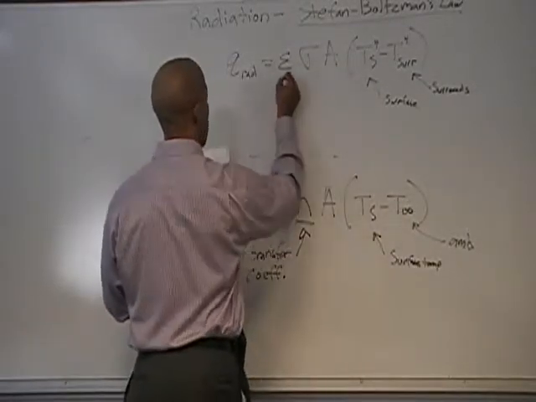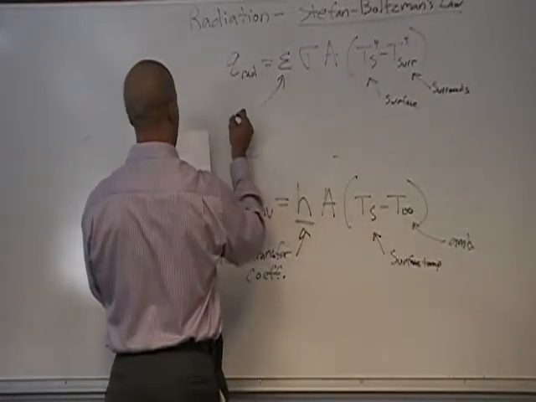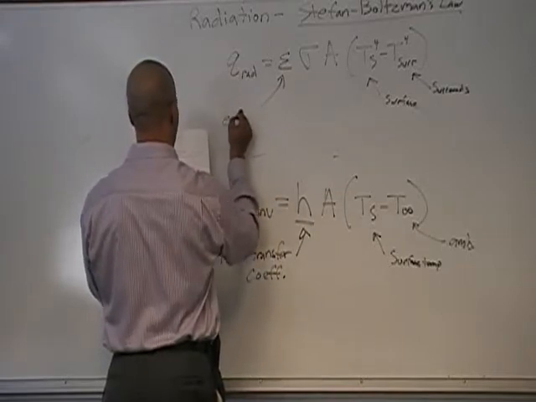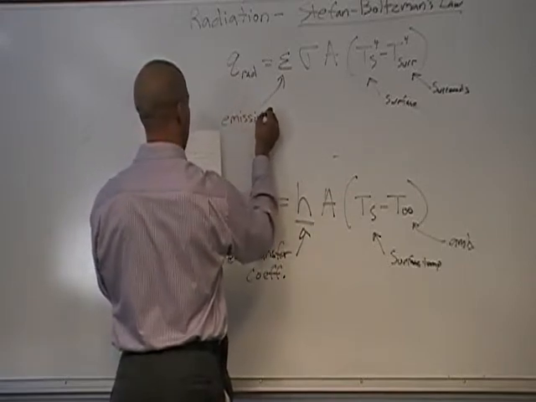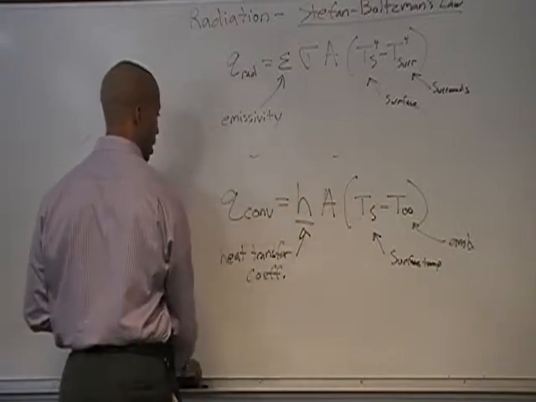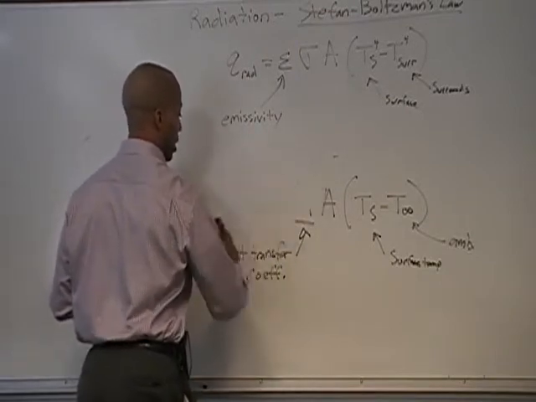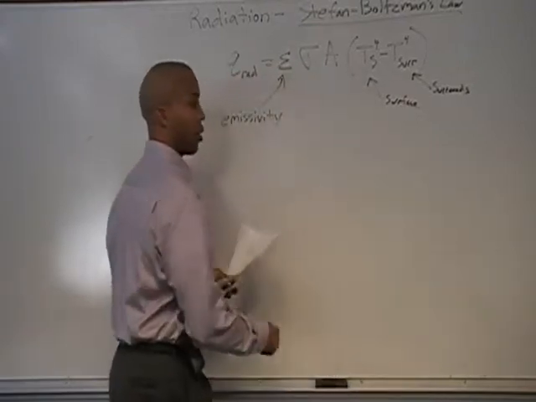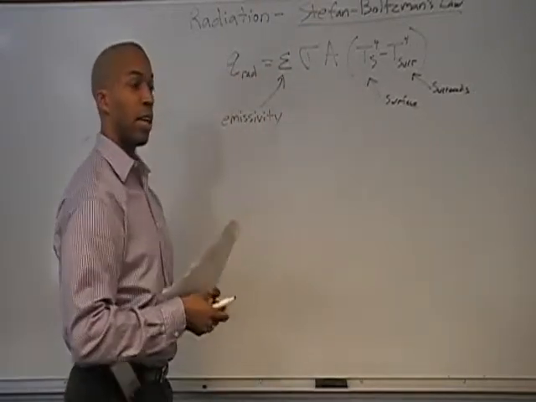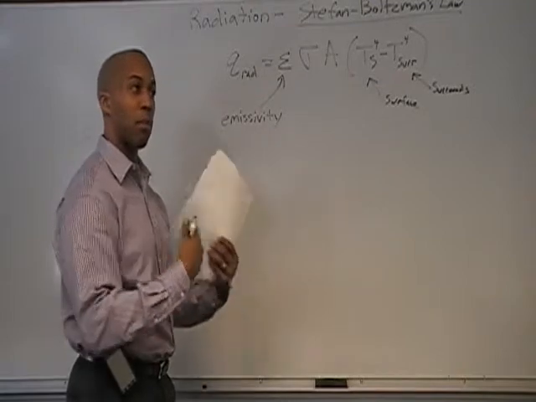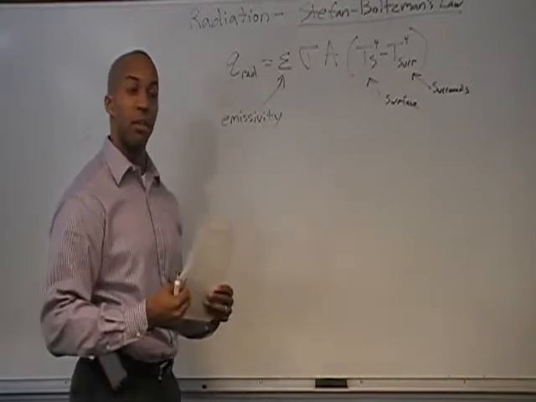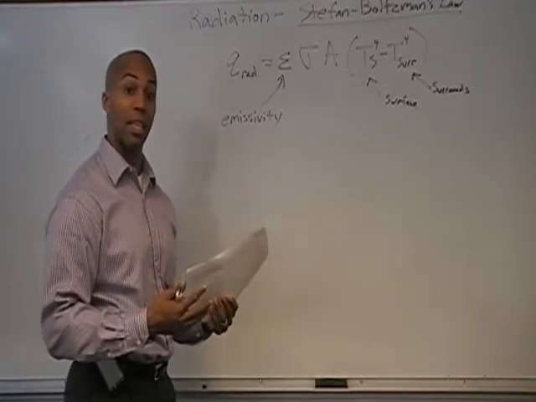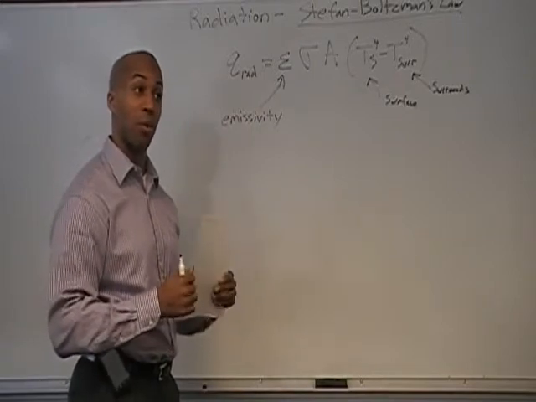So this material property is known as emissivity. It basically characterizes the fraction of energy that is allowed to leave a material through radiation in comparison to the maximum amount that leaves, which is the amount that leaves a black body. And we'll talk about what a black body is more when we go into radiation.